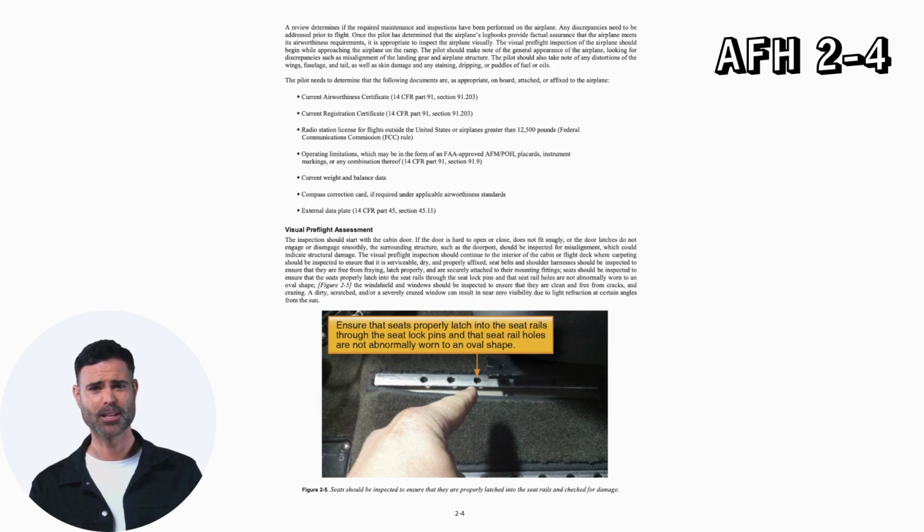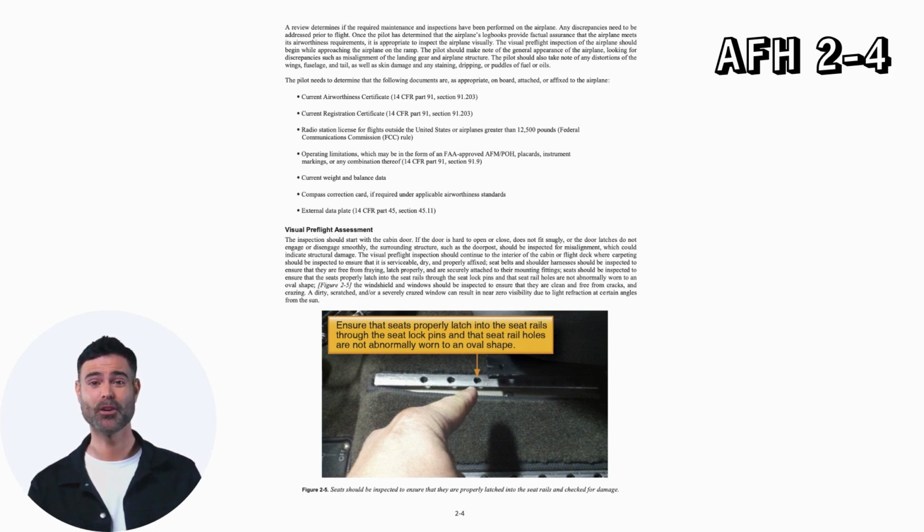The visual pre-flight inspection should continue to the interior of the cabin or flight deck, where carpeting should be inspected to ensure that it is serviceable, dry, and properly affixed. Seatbelts and shoulder harnesses should be inspected to ensure that they are free from fraying, latch properly, and are securely attached to their mounting fittings. Seats should be inspected to ensure that they properly latch into the seat rails through the seat lock pins and that seat rail holes are not abnormally worn to an oval shape.